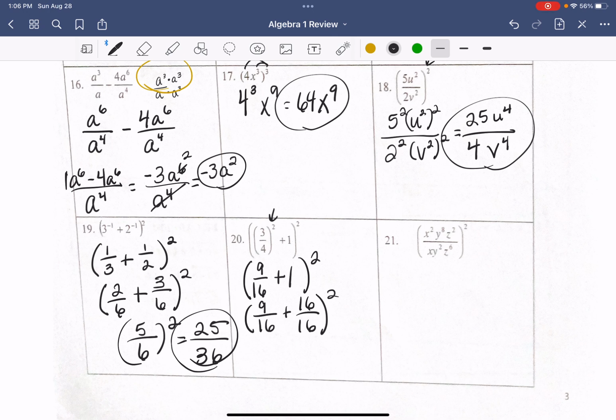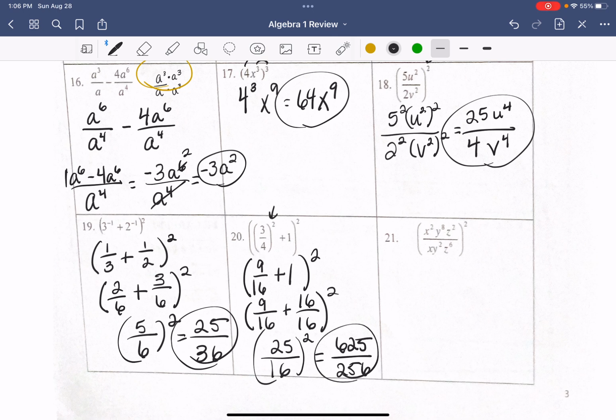So now 9 plus 16 is going to give me 25/16, and we square this, and I think, I really don't want to do this on my calculator right now because I'm trying to go fast, but I think it's 625 over, I'll just do it on my calculator. 256.